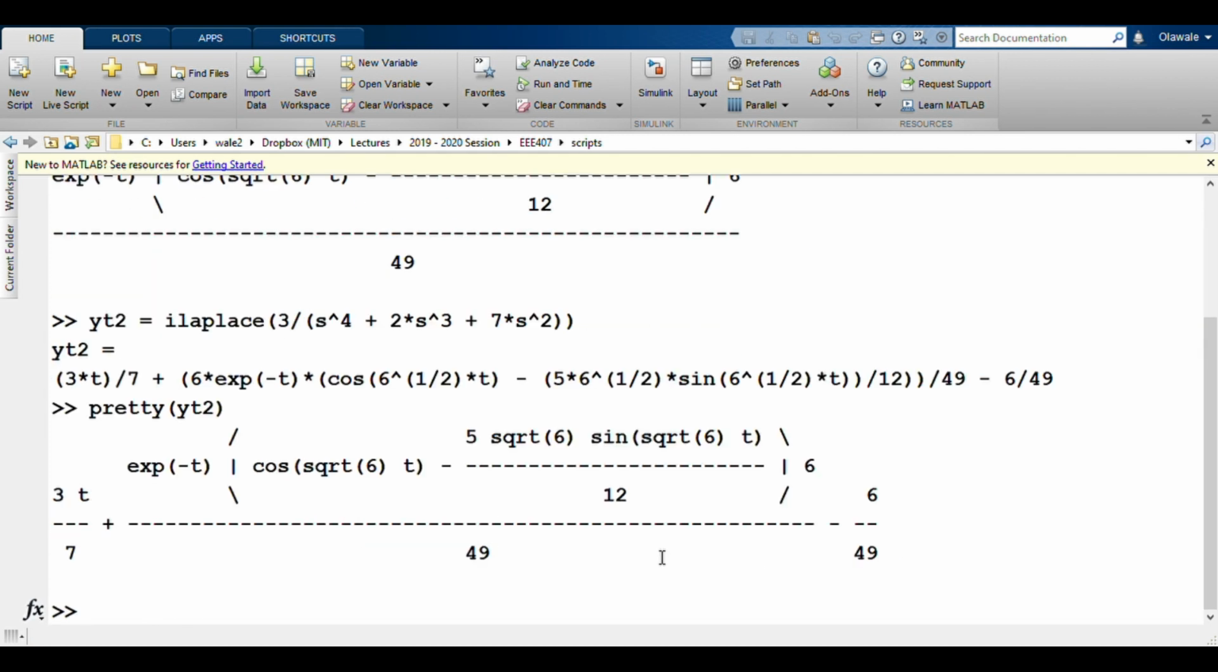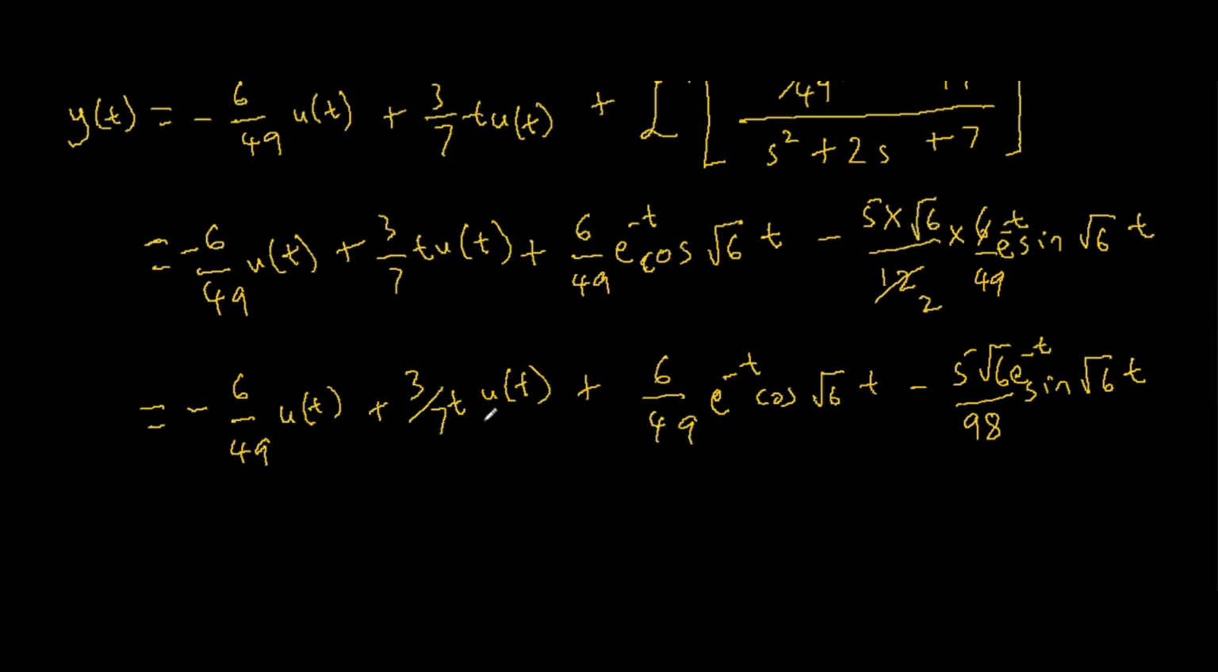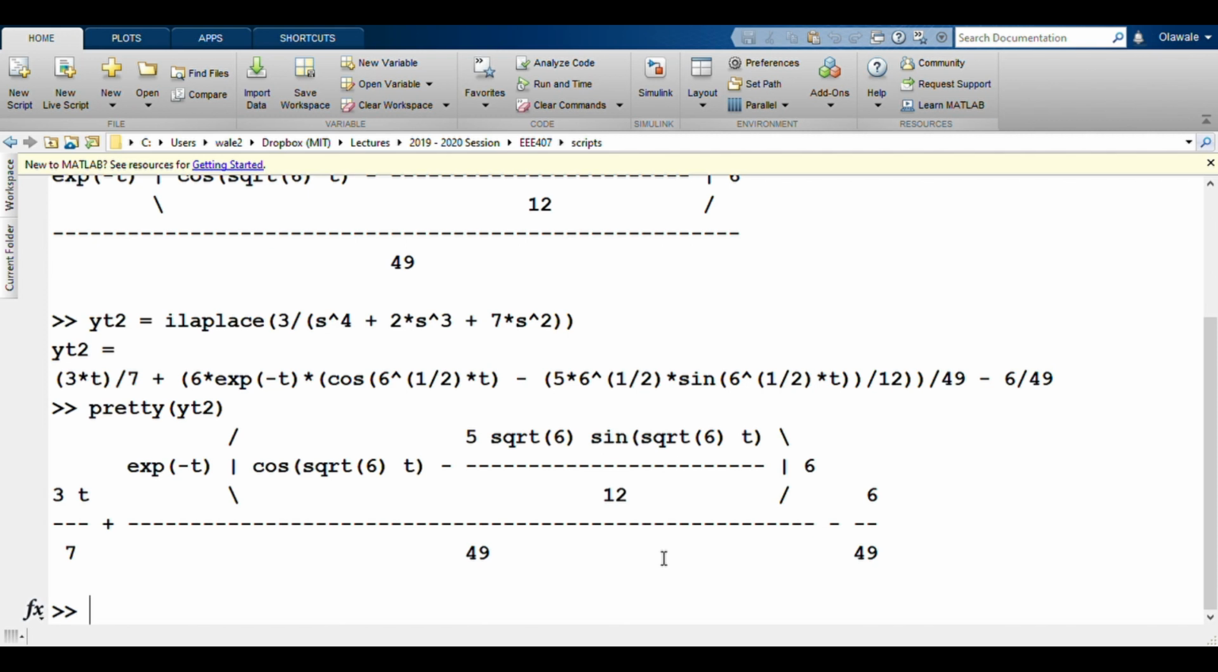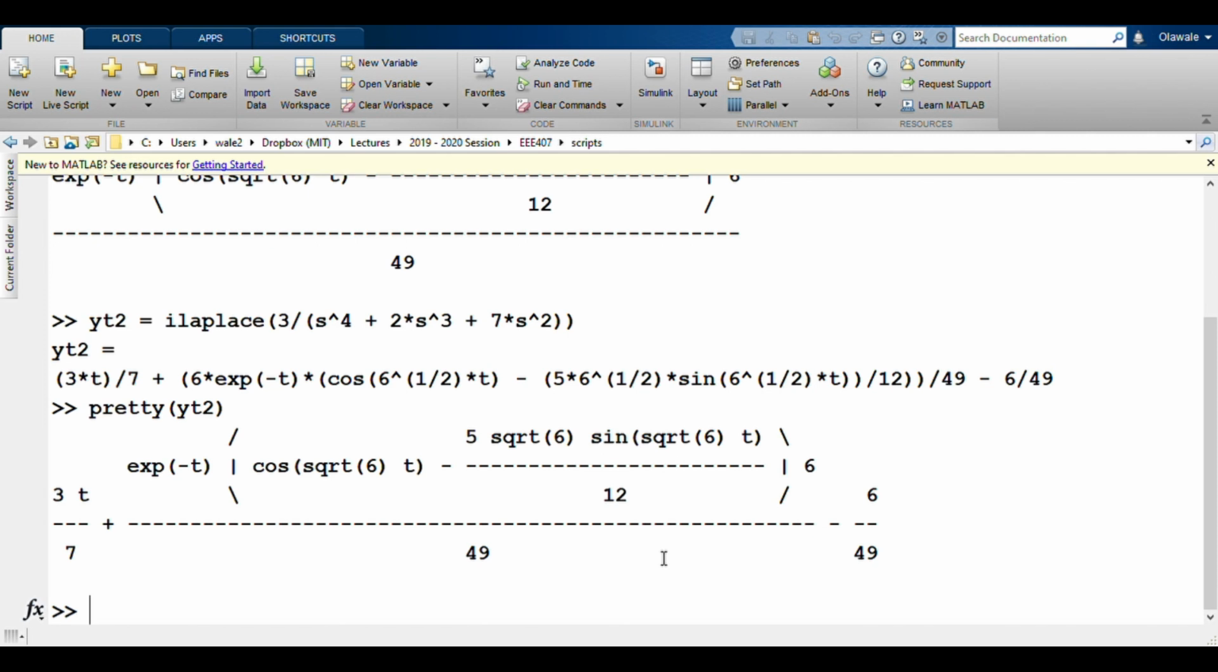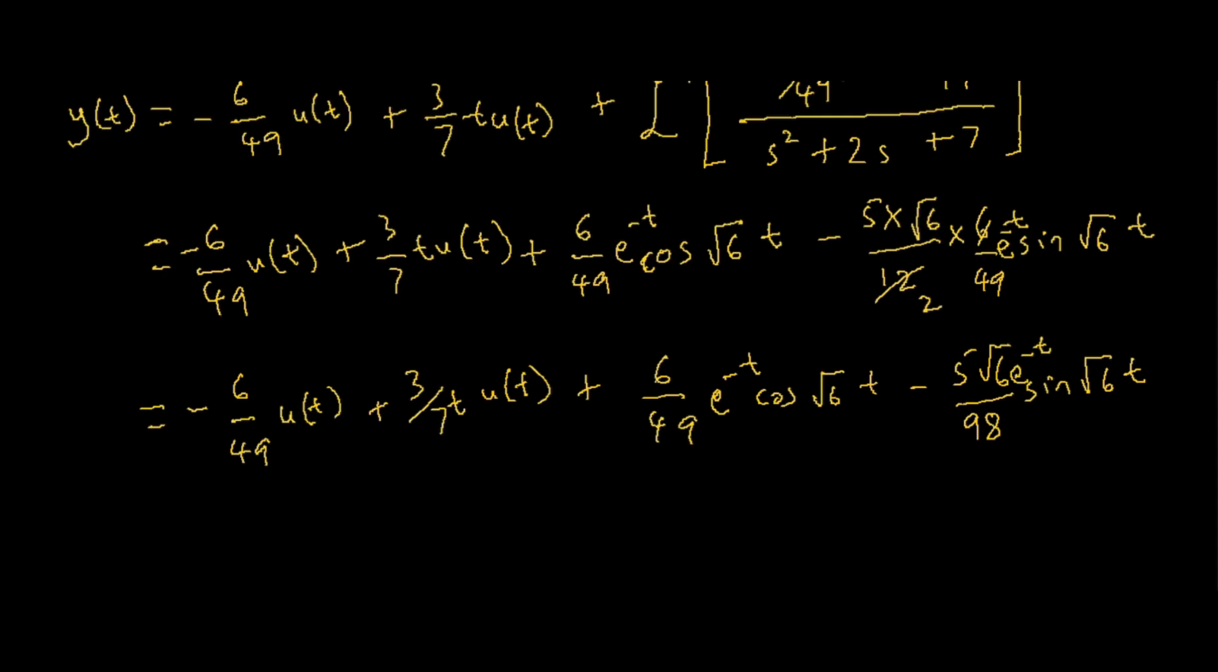So this is the expression. We have 3 over 7t, minus 6 over 49 u of t. Then we have these two terms that we got a little earlier on. That's these two terms here, the sine term and the cosine term. So we see that we actually did not make a mistake in our computation. So that is how to find the inverse Laplace transform.